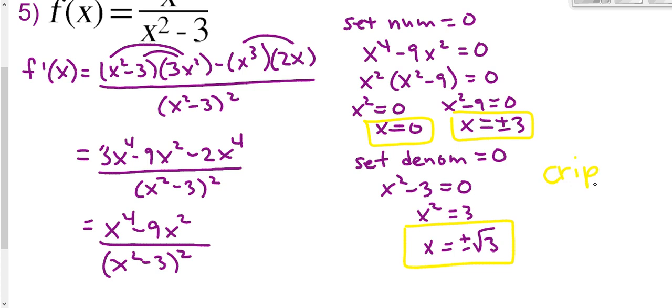Remember, what we're going to do with those critical points is we're going to use them to divide the number line into intervals, and then we're going to test the intervals to see whether the function is increasing or decreasing. Okay, so now it's time to make intervals. So we go from negative infinity to negative 3. That was the lowest of all those critical points.